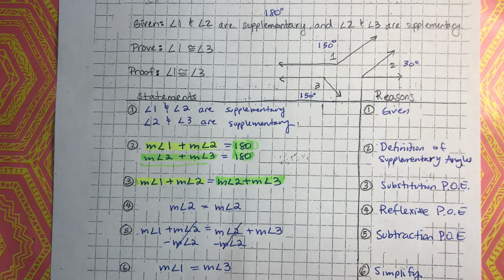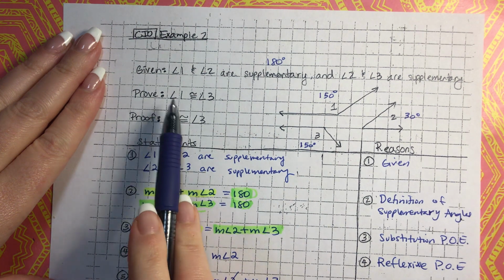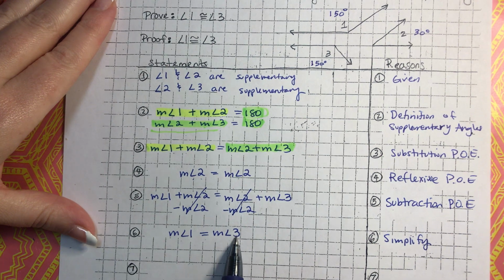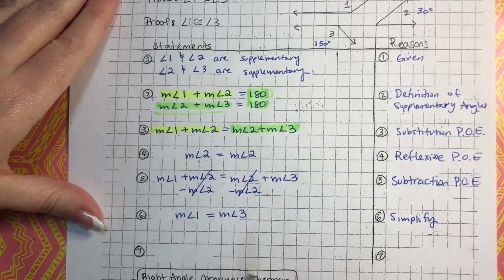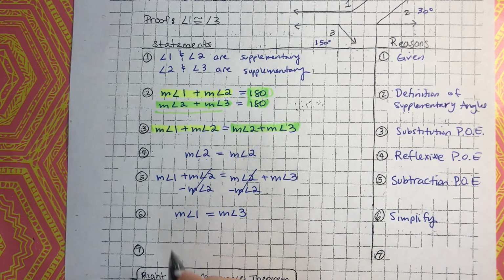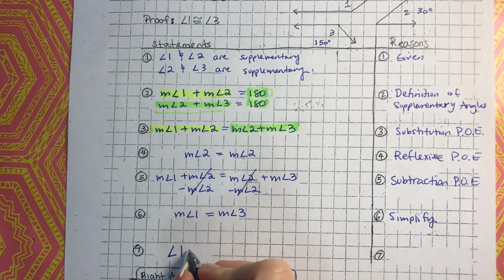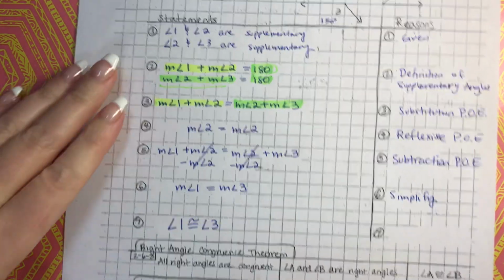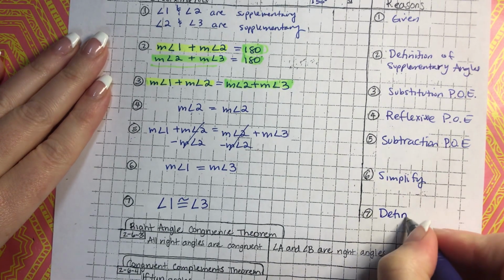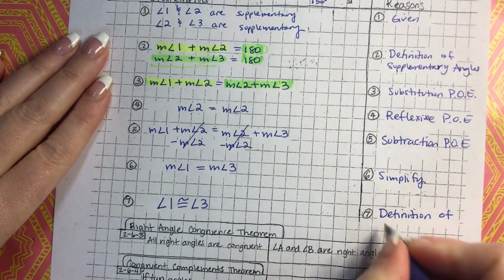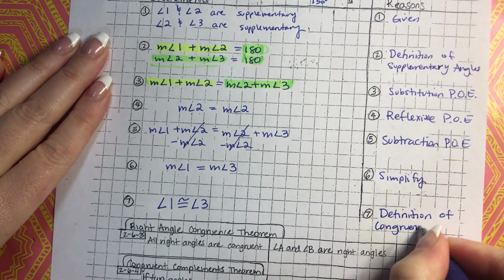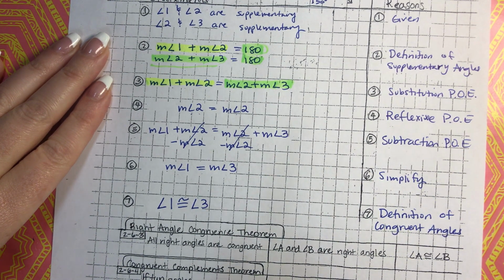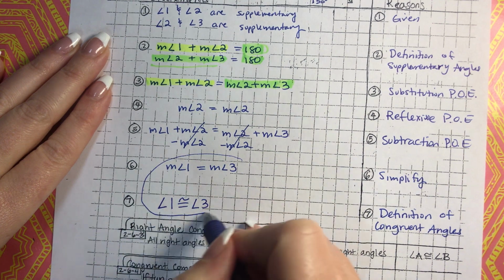Now let's go up to what I'm supposed to prove. I'm supposed to prove that angle 1 is congruent to angle 3. And I have the measure of angle 1 is equal to the measure of angle 3. So I am super duper close, okay? And so I'm going to say angle 1 is congruent to angle 3 because of the definition of congruent angles. Just like we just talked about the definition of congruent segments, there is a definition of congruent angles, which basically means this right here.